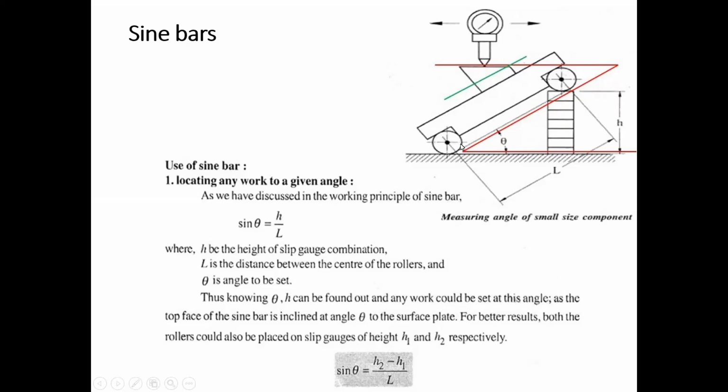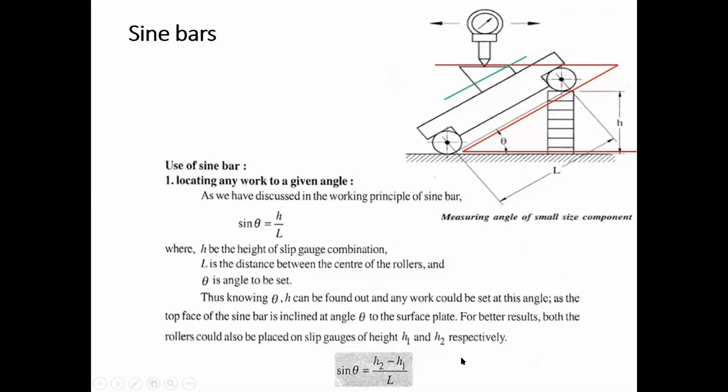Here, one roller is placed on the surface plate and the other roller is placed above the surface plate with the help of a combination of slip gauges. This height H is found with the help of the given angle. With a given angle, first of all, you have to find the H value. For that H, you have to combine the number of slip gauges for that value and place the combination of those slip gauges below this roller. Automatically, it is lifted upward to the required angle.